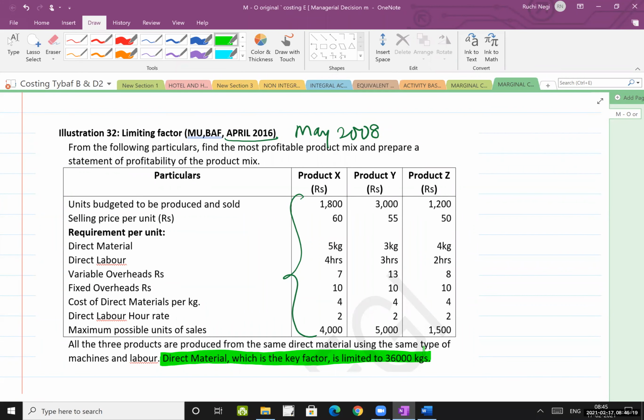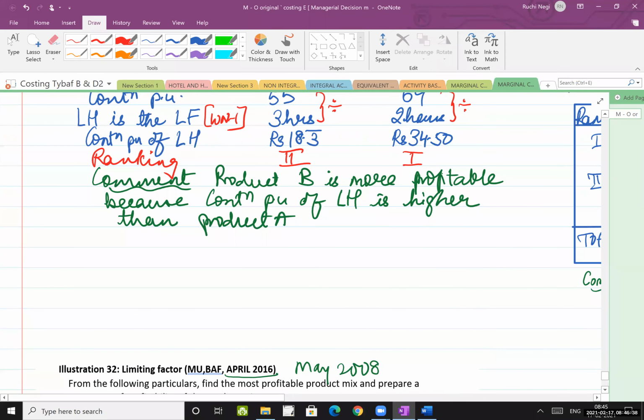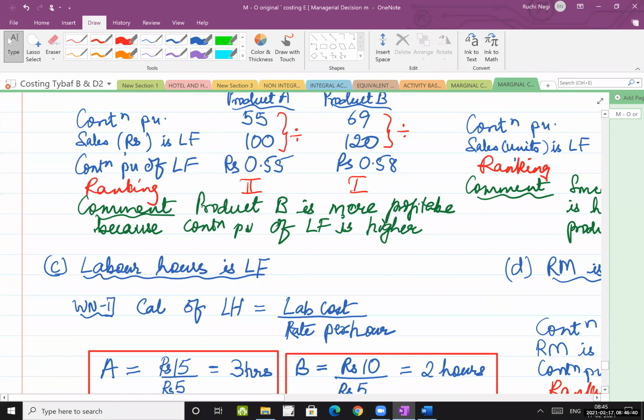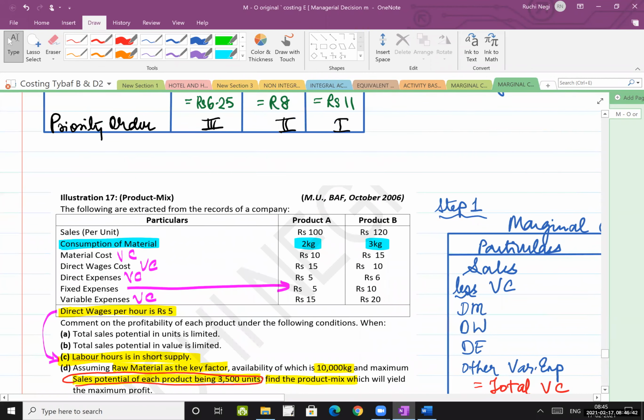May 2008, the sum that we did in the last lecture and the sum that we are going to do today are exactly same sums. The only difference is their labor was the limiting factor and here material is the limiting factor. Are you able to connect it? Acknowledge it in the chat box.